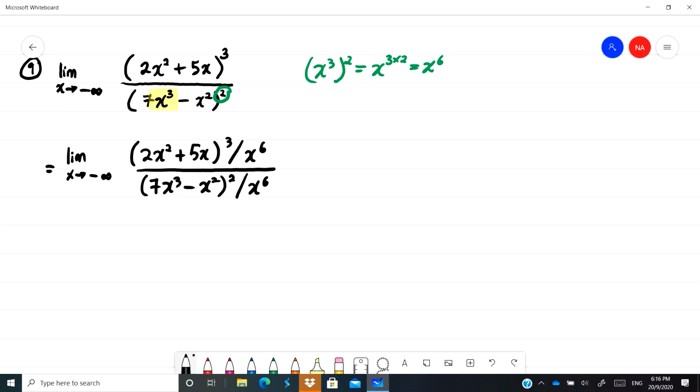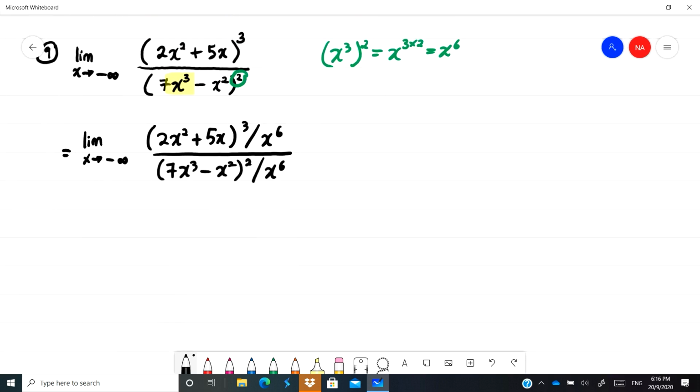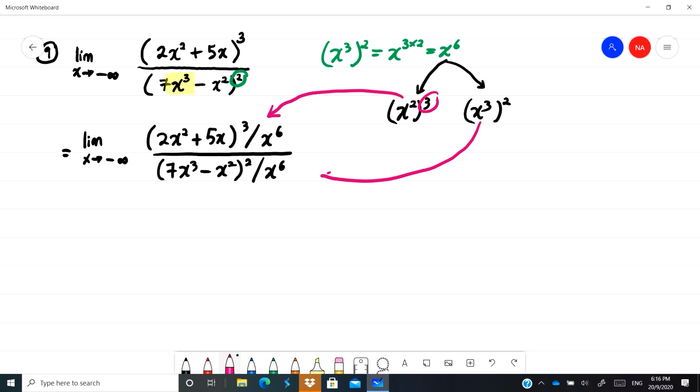So in this case, x^6 can be written as (x^2)^3, or it can be written as (x^3)^2. What we are going to put inside the bracket in the numerator is to divide each term by x^2, because we have the power of 3 outside there. And for the denominator we have x^3 inside the bracket, so we divide each term by x^3 because we have the power of 2 outside, the same as this.